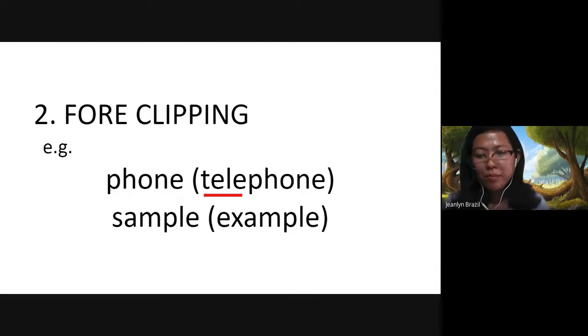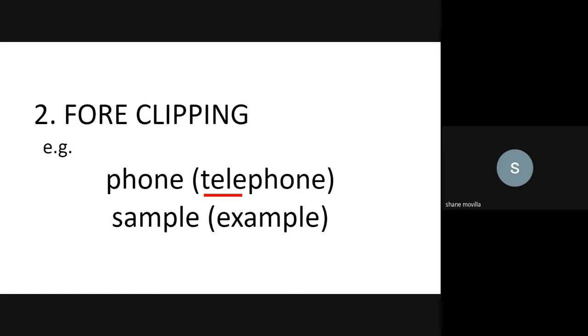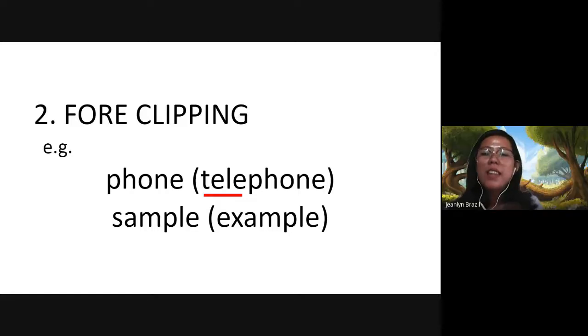Charisse. Beginning po. That's correct. We remove the beginning or the start of the word. Inalis natin yung beginning part of the word. So from telephone, we remove the word tele, the four letters T-E-L-E, and naging phone na lang siya. But it has the same meaning.